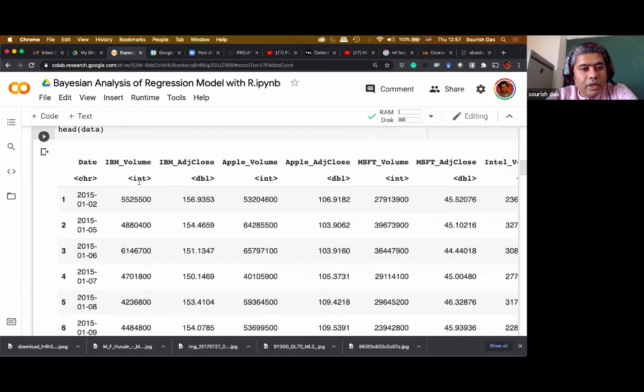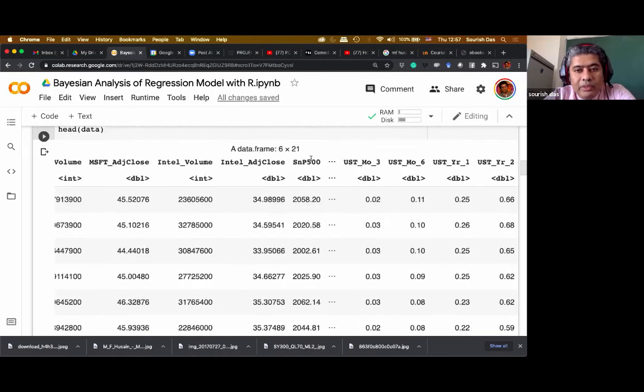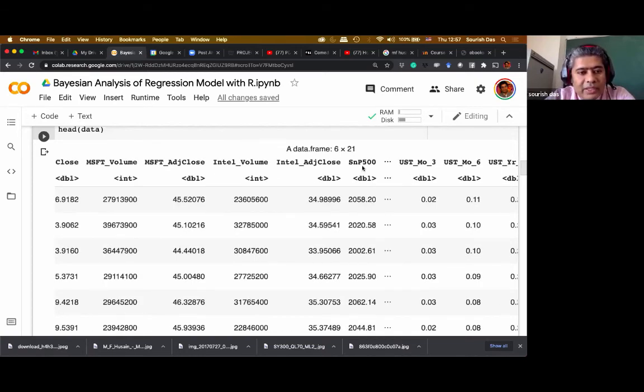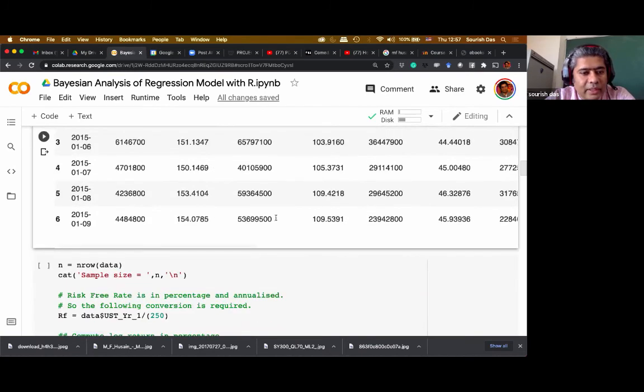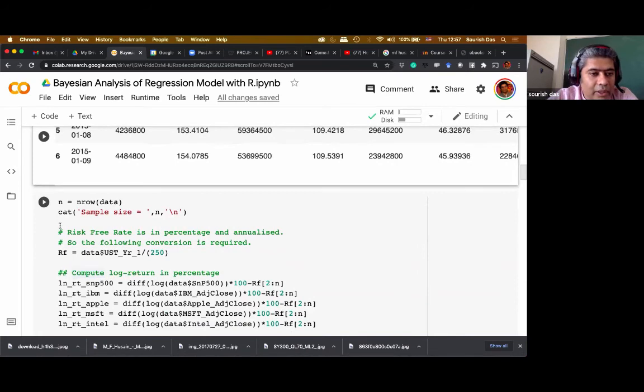Thing. So I have IBM volume adjusted close. It's 1 year of data basically, 2015, 1st January through I think 31st December. IBM volume adjusted close, Apple, Microsoft, and Intel, the S&P 500, and some US Treasury bills that is required for doing certain things, for calculating the risk premium. So I'll talk about it later, maybe.